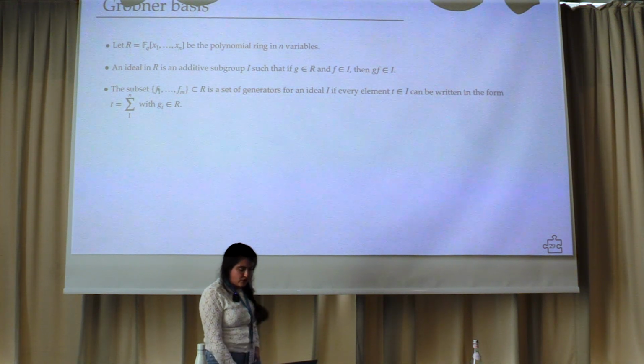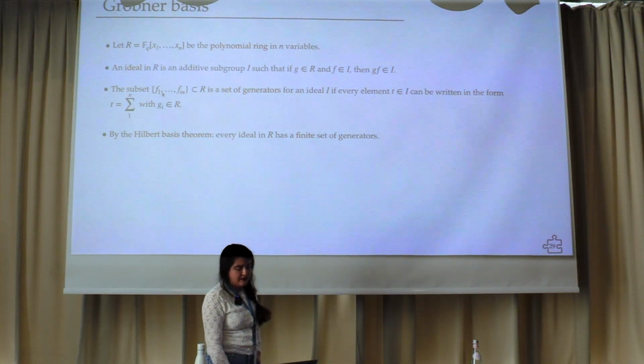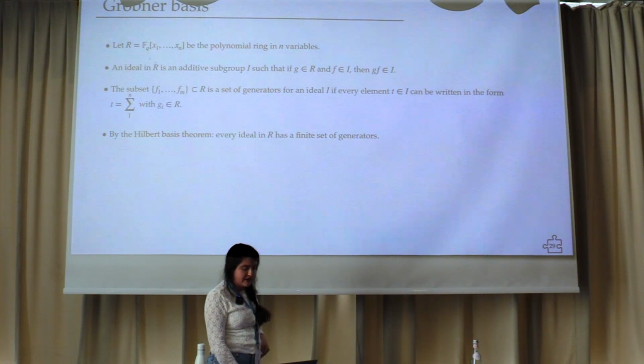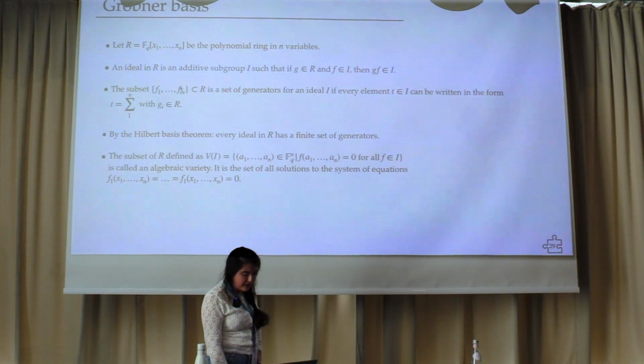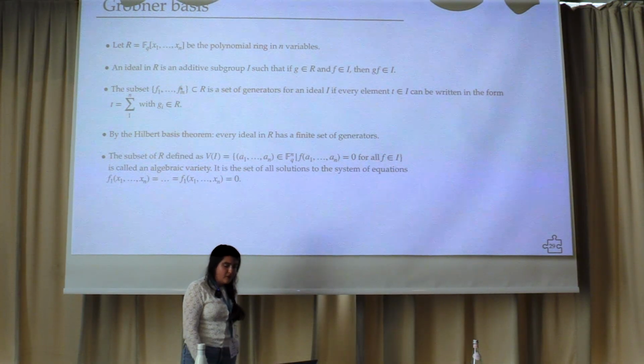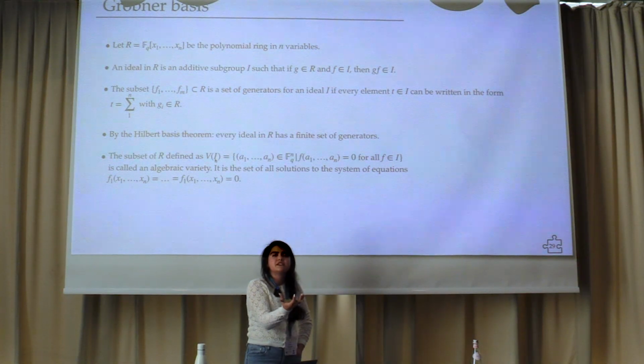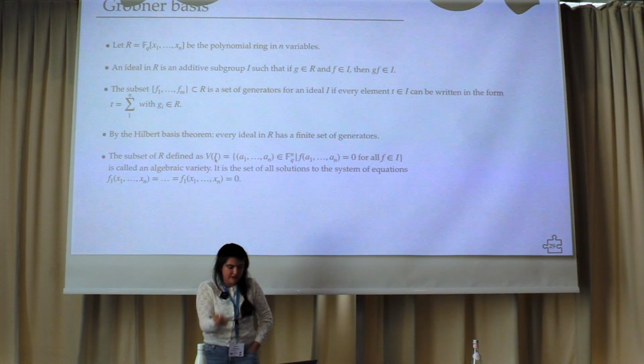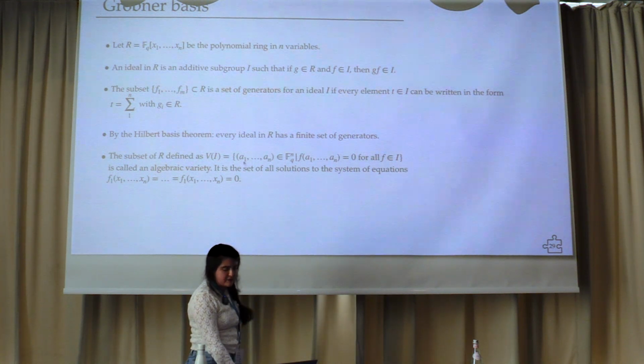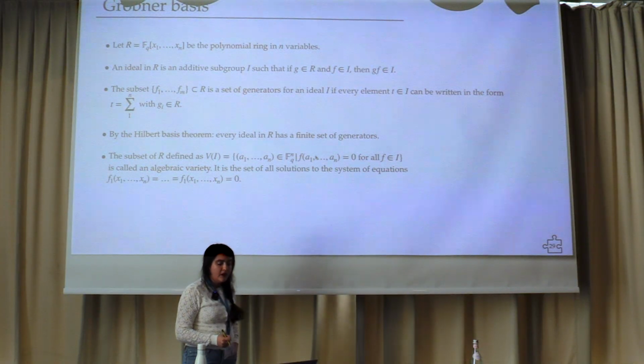So let's say you have this set of generators, and you know by the Hilbert basis theorem that any ideal in R has a finite set of generators. So let's say for you it is this one. And if I mention sometimes an algebraic variety, this is going to be it. Basically it's the solution space, the algebraic space: all of the assignments of these n variables such that all polynomials vanish on this.